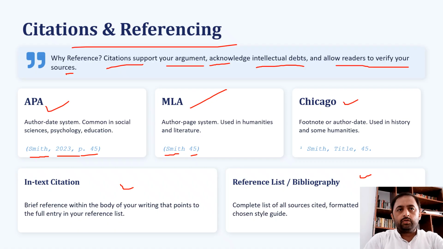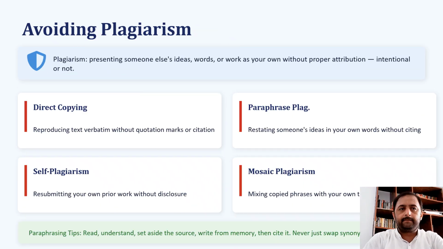And in Chicago, you have to mention the number, and then write the writer's name or author name and its title, and after that the page number. It's Chicago style. So in-text citation means a brief reference within the body of your writing that points to the full entry in your reference list. And the reference list is the complete list of all sources cited, formatted in the chosen style guide.